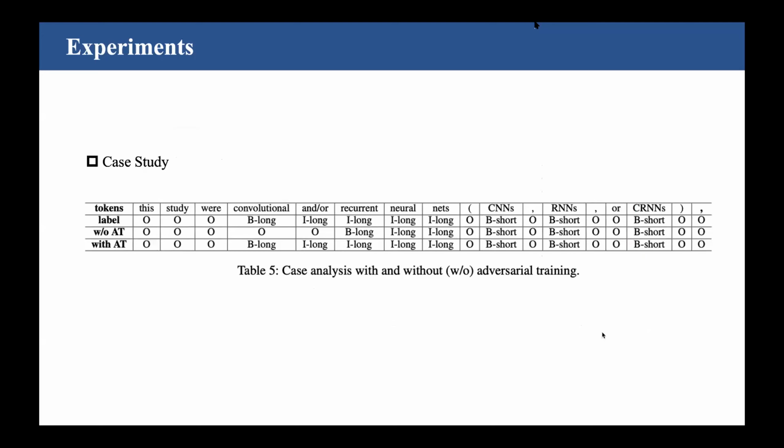We further analyze the prediction results of BERT and AT-BERT. This sample is very confusing because the recurrent neural nets can be considered as the long form of RNNs, and the general BERT model might be easily affected by the token and, and ignores the previous token convolutional. The experimental results prove that our proposed AT-BERT does have better robustness and generalization.